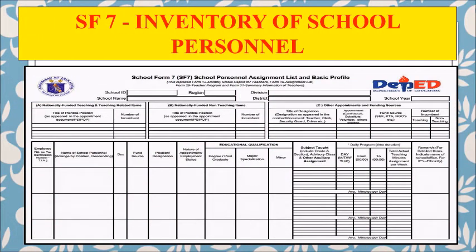SF7, or Inventory of School Personnel. Description: list of school personnel with basic profile and teaching load or assignment, to be prepared by the school head. Mode of preparation: manual, originally designed in the Human Resource Information System.